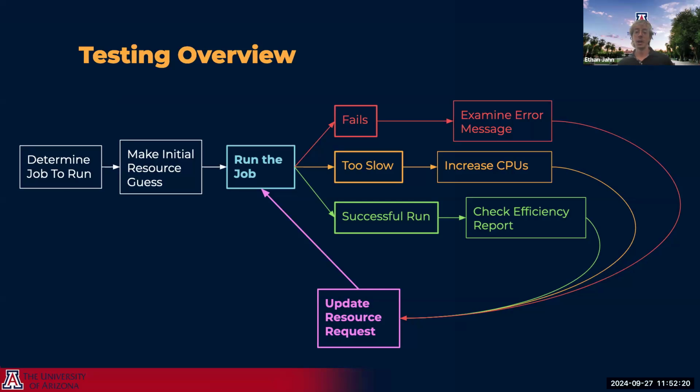So that's in the case that the job fails. In the case that the job is running too slow, maybe I ran this job on my MacBook and it finished in 10 minutes, and now I'm running it on the HPC and it's taking an hour. This is possible. Double check your software configuration, double check how you're calling the resources that you need. Check your software packages. There are a lot of different things that can cause this.